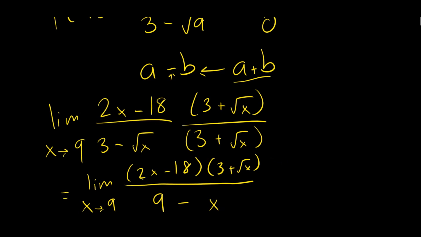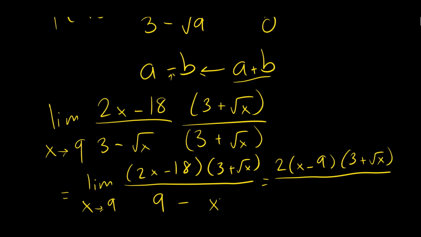And now I want you to notice here that this 2x minus 18 can actually be factored out into something very special. So we have 2 times x minus 9 times the 3 plus square root of x. And then the denominator here, well 9 minus x, if we multiply by negative 1 here, we end up with an x minus 9 situation. But we can't just multiply by negative 1. So we also have to multiply by another negative 1 so we don't actually change anything in the value here. So we can make this 2 into a negative 2 and then flip that right there. And now we very nicely can just cancel things.